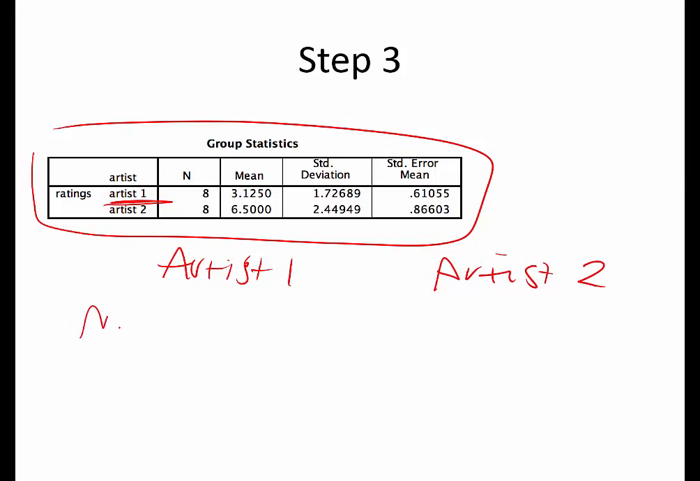So let me list the means. For the first artist, I got 3.13. For the second artist, I've got 6.5. So clearly this one is higher, just mathematically, but is that significantly different? So the numbers you want to use are these three. Don't use this one.